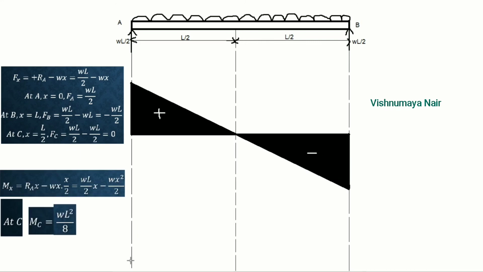Let's draw the bending moment diagram. For that, we have to draw the baseline first. We know that the bending moment at both the supports of a simply supported beam is 0. That is MA equal to MB equal to 0. Now at the point C, we have the bending moment equal to WL square by 8. And the bending moment varies according to parabolic law. So we can draw the bending moment like this.